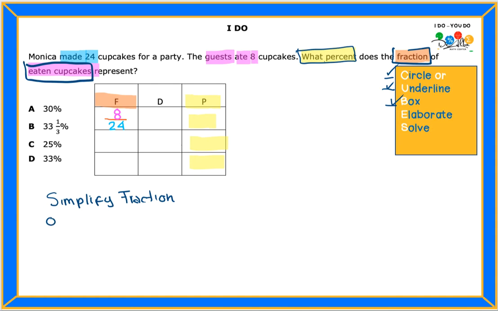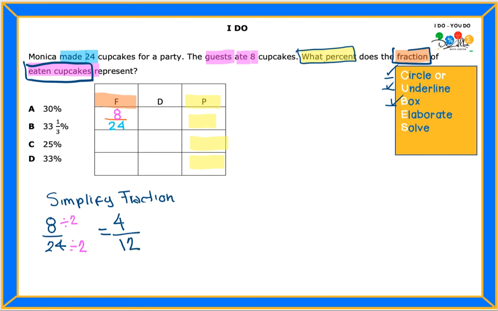And the fraction is 8 over 24. We can start by dividing by 2. That's a friendly number, if the two numbers are even. 8 is even and 24 is even. So I'm going to say divide by 2 and divide by 2 in here. So now I'm going to do the division. 8 divided by 2 is 4, and 24 divided by 2 is 12.